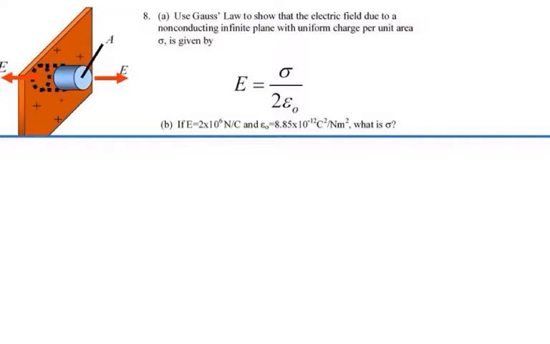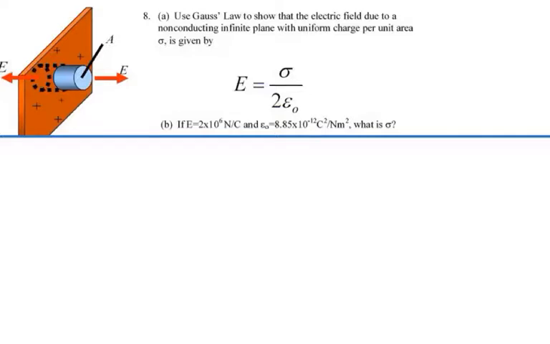Here's sample test problem number 8 for sample test 2. Use Gauss's law to show that the electric field due to a non-conducting infinite plane with uniform charge per unit area sigma is given by E equals sigma over 2 epsilon naught. In other words, the electric field will be constant because sigma is a constant.